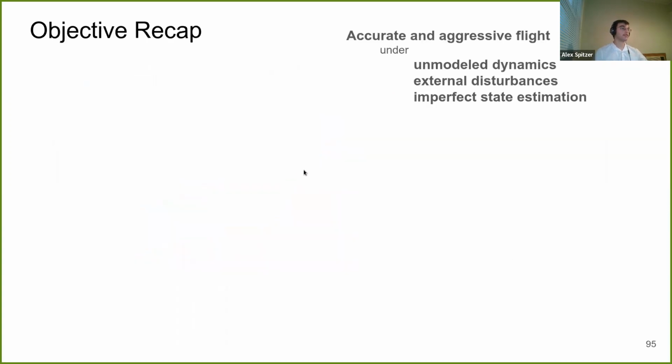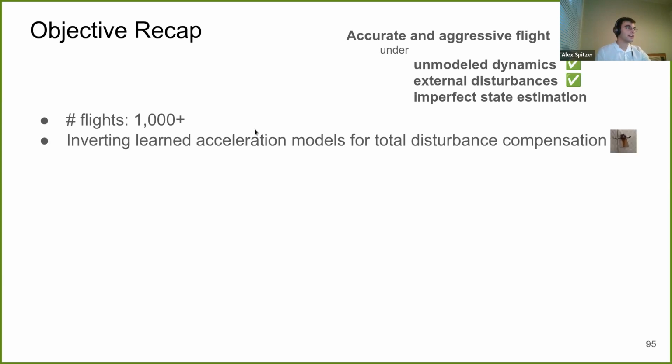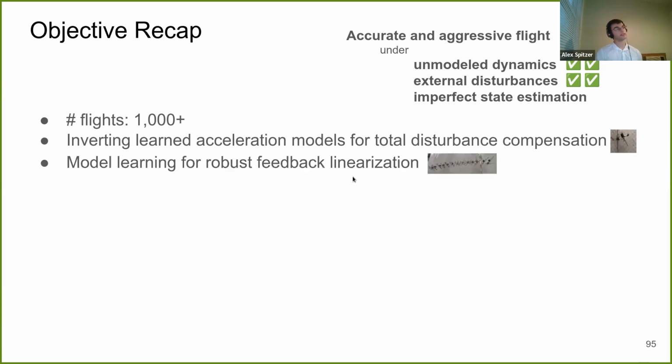So to recap our objectives, which is we wanted to do accurate aggressive flight with unmodeled dynamics, external disturbances, and imperfect state estimation. So first, we've done over 1,000 flights, which I only realized because I keep all my flights in a Google spreadsheet. And when you get to 1,000, you have to add another 1,000, which I thought was weird. It's not infinite. And so I had to do this twice. So we've also learned inverted acceleration models. So that kind of satisfies 3 of those checkboxes.